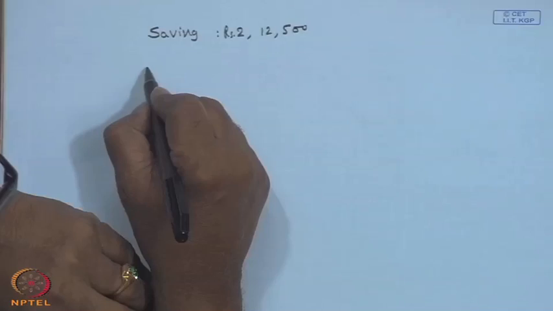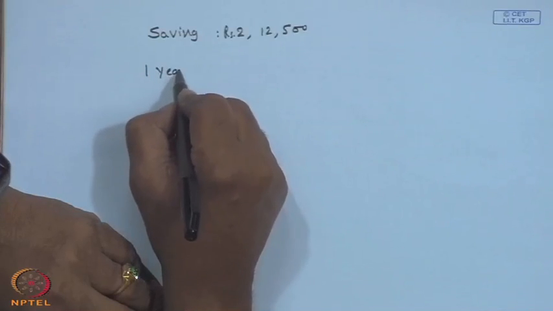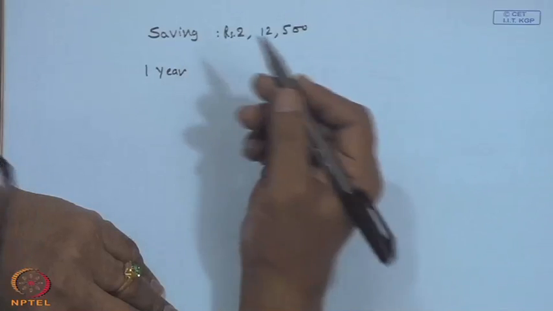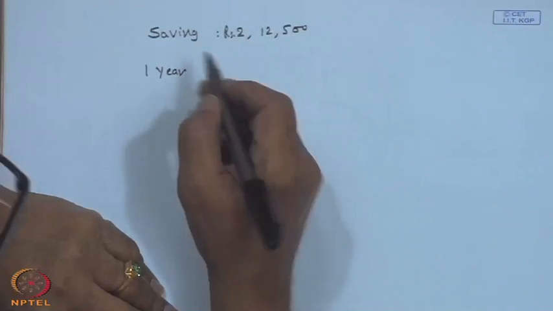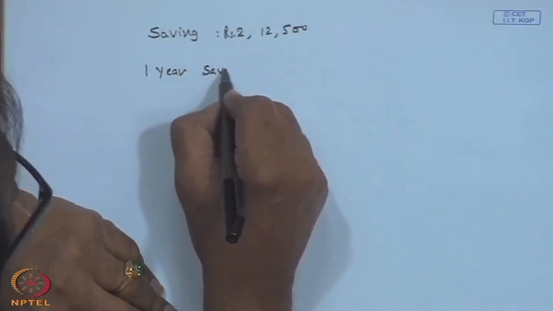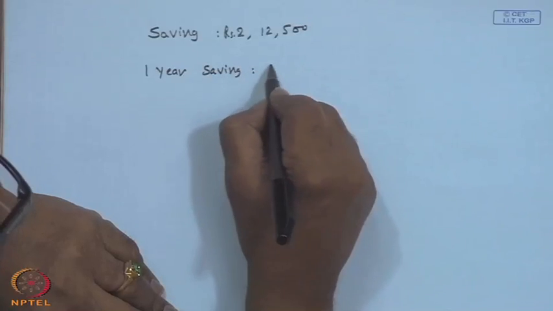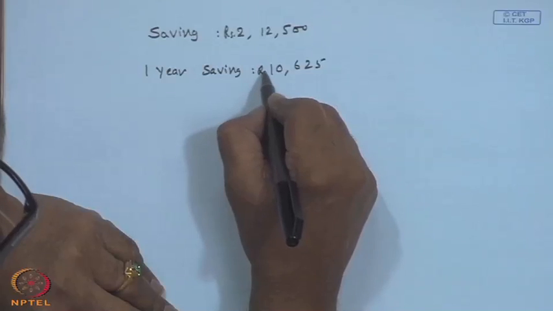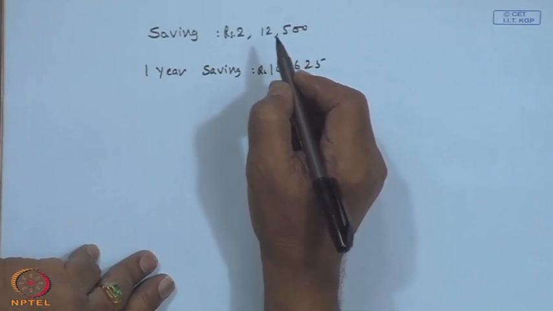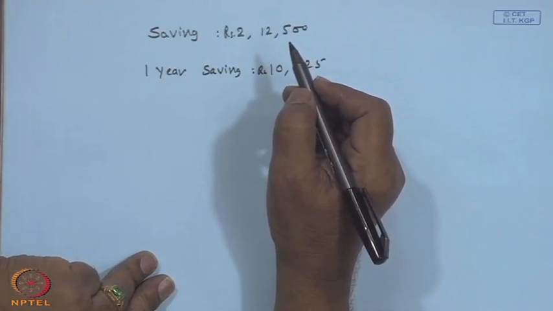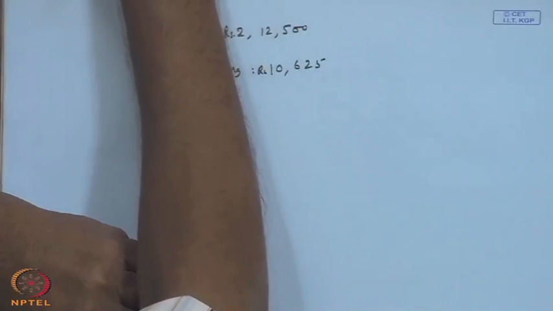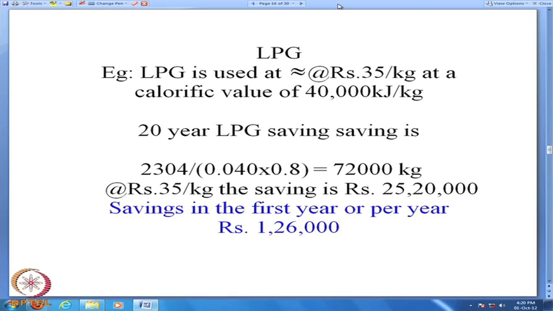But if one year's saving is calculated, where you can expect the performance to be stable and the price to remain the same, the first year saving will be just proportionate: 10,625. And a note is in order: if the fuel is different, this figure may differ drastically. So, different fuels.